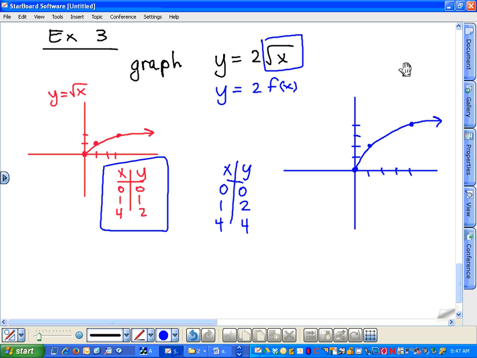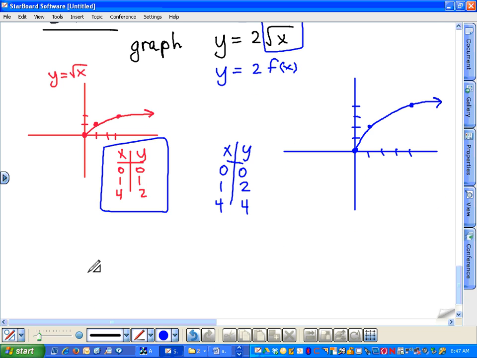Let's take a look at one more fairly common graph. Let's do part B. I want you to graph y equals 1/2 times x squared. Now, with square root functions, it's really easy to determine whether the change occurs inside or outside the function. Sometimes with these x squared functions, it's not quite as easy to tell what's inside the function and what's outside. You have to determine what the function is.